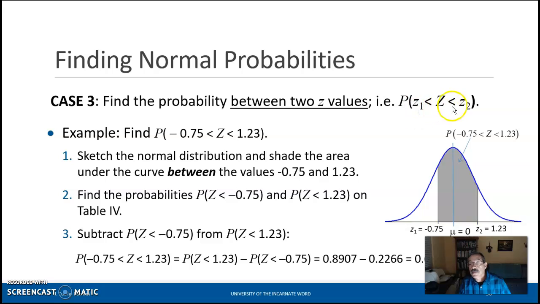So again, to find the probability that z is between two values, we simply subtract the two probabilities, the smaller probability from the larger probability. And the larger probability will correspond to the larger z value, and the smaller probability will correspond to the smaller z value. Okay. So this is the third case. We find probabilities that a random variable is between two values.